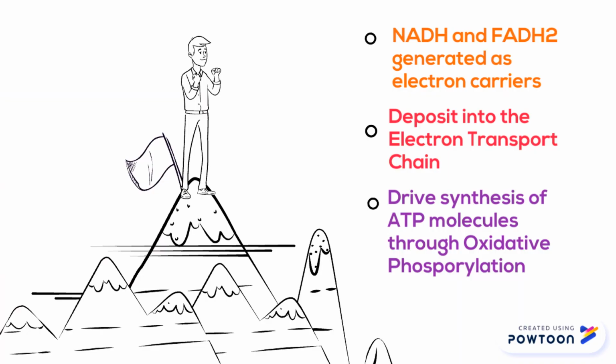The endpoints that I really want you to take from this are that NADH and FADH2, which we can see are generated through the Krebs cycle, are electron carriers. They then deposit their electrons into the electron transport chain, and this in turn drives the synthesis of ATP molecules through oxidative phosphorylation.